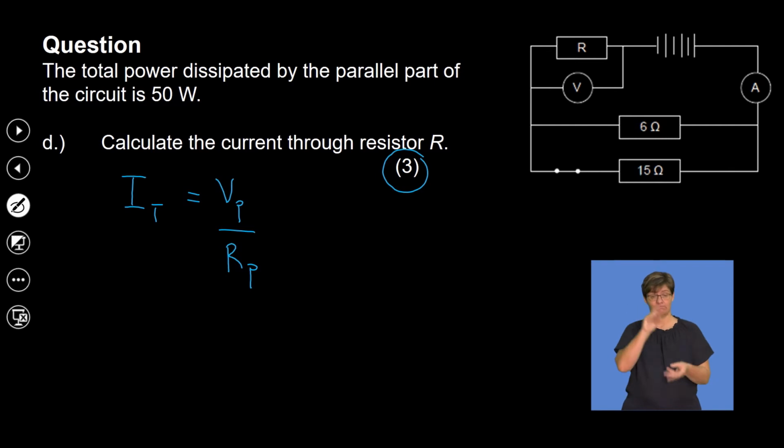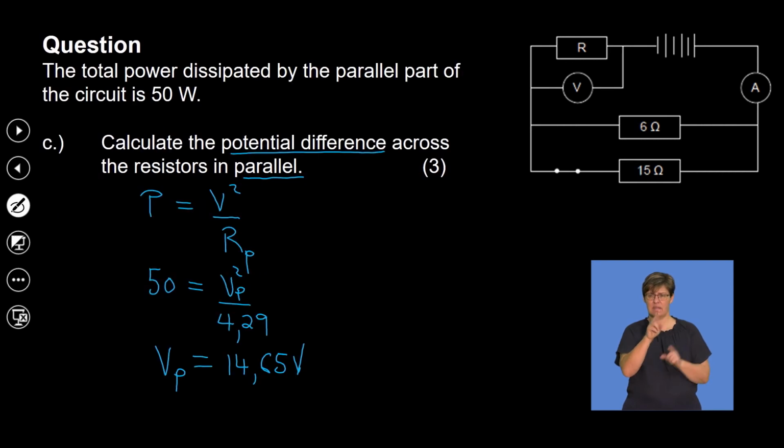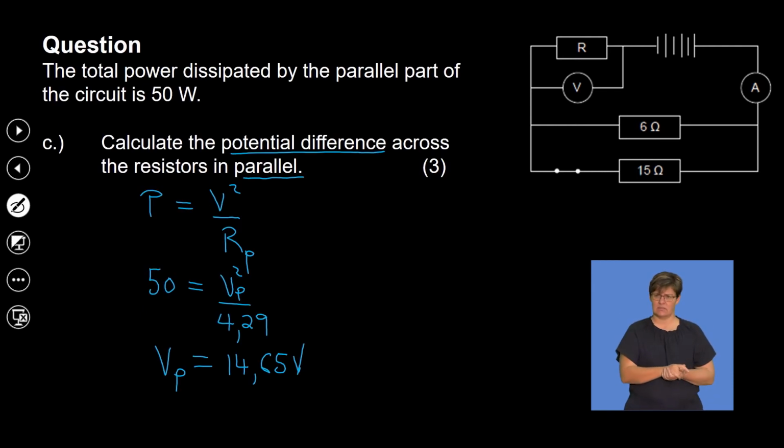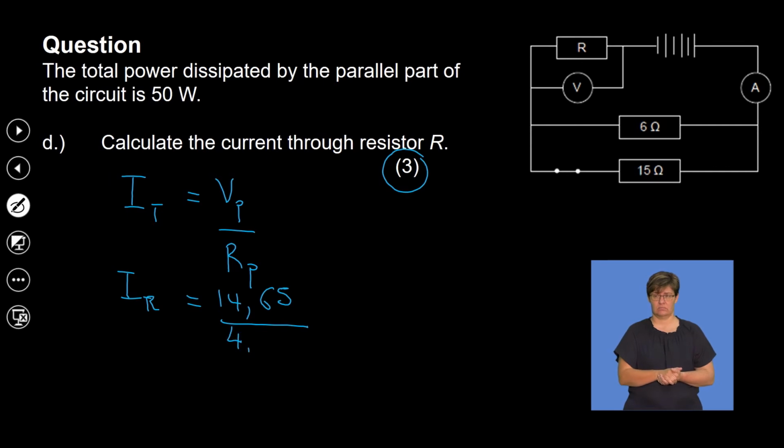So the total current is the current that passes through R, which is equal to our V parallel. We managed to get a value of 14,65 volts, divided by R parallel. What did we get for R parallel? We can quickly verify that value. For our R parallel, we get 4,29 ohms. So this is the current that will go through resistor R. So that was the thinking.